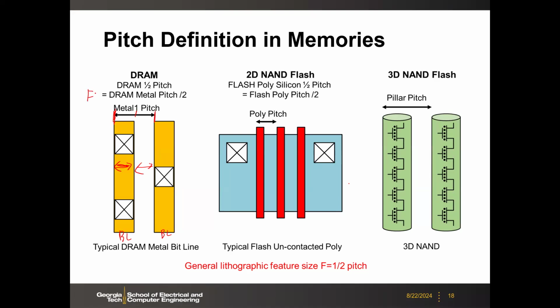Also for the 2D NAND, from the poly to poly, because you have the transistors in series, this gate to gate poly pitch, and half of that is F. So those are really driven by the lithography resolution. So this is like F. Let's say half pitch is F.